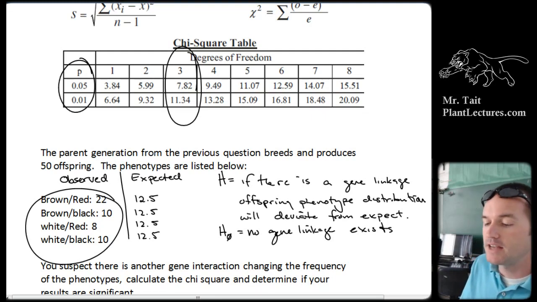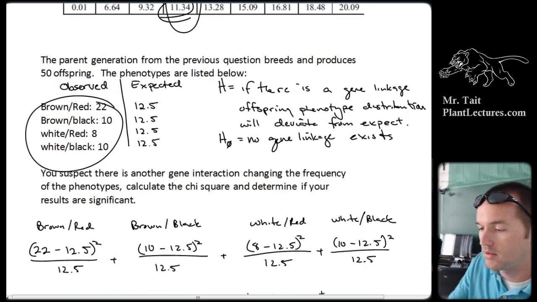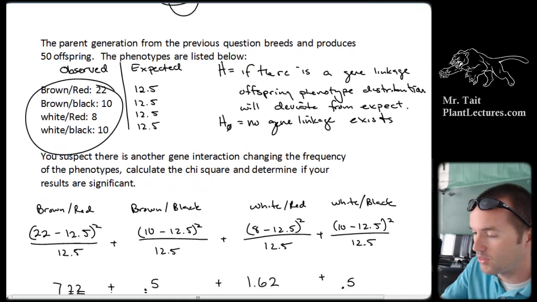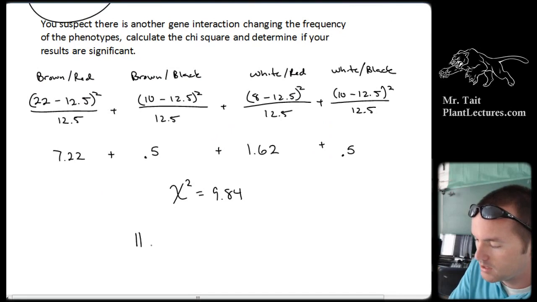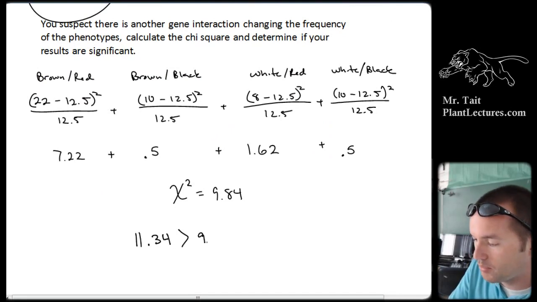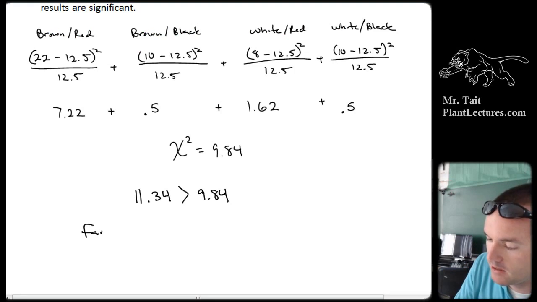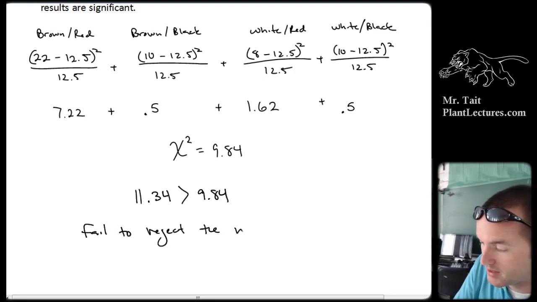Is this a soft science that we're doing, or is it hard science? Genetics. It's hard science, right? So what do we want to use? 0.01, this thing. So we got 11.34 is our critical value. And that is greater than 9.84, which is our chi-square. So what do? Fail to reject null hypothesis.